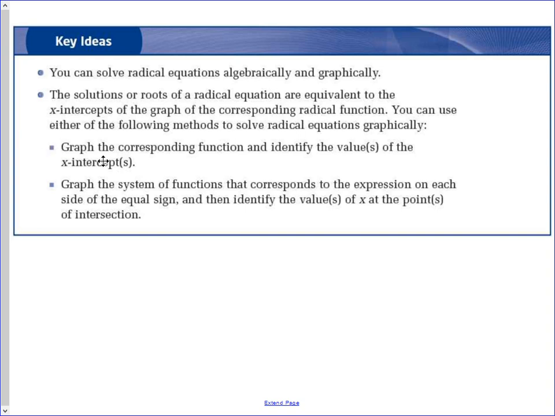You can just graph the corresponding function and identify the values of the x-intercept. So make one big function, subtract either the left side or the right side from both sides, and get a big equation equal to 0. Or do both equations as two separate graphs, and where they intersect will be your solution.